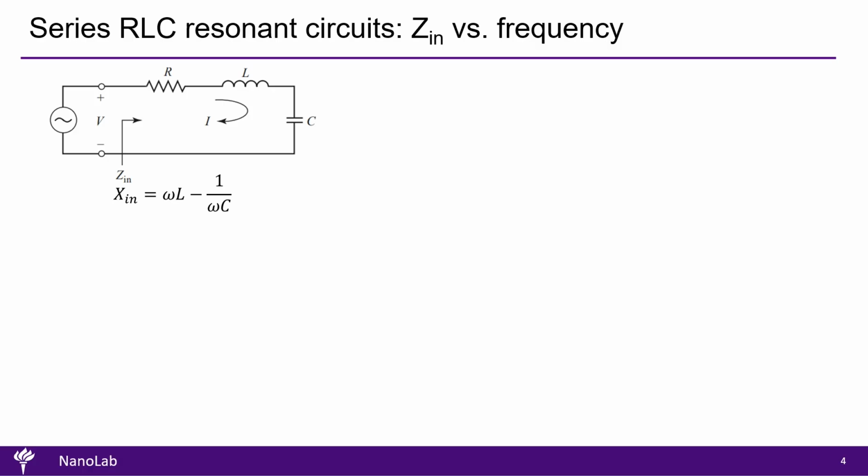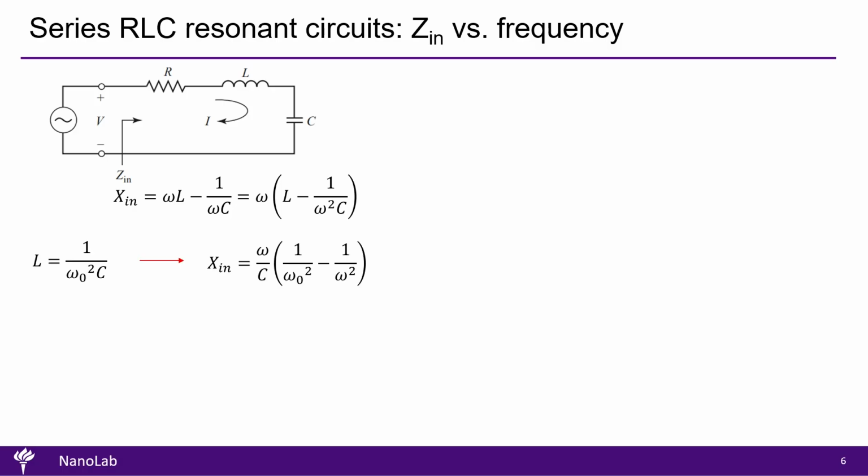For simplicity, let us start with the series RLC. Its input reactance, Xin, is equal to omega L minus 1 over omega C, which we can rewrite like this. We can express L as a function of omega 0 and substitute it in the expression for the reactance. This arrangement gives us the possibility to study whether the reactance is positive or negative for frequencies above and below omega 0. For this series RLC circuit, we can see that, below resonance, the reactance is negative, which means that the circuit tends to behave like a capacitor.